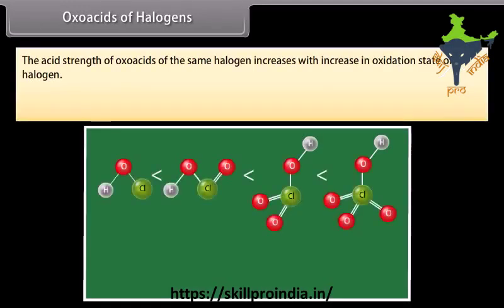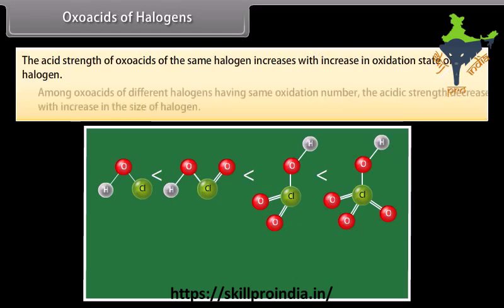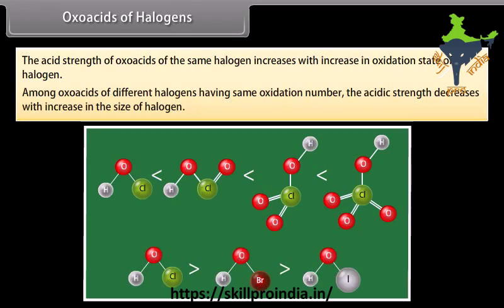The acid strength of oxoacids of the same halogen increases with increase in oxidation state of halogen. For example, the acid strength of different oxoacids of chlorine is in the order given. Among oxoacids of different halogens having the same oxidation number, the acidic strength decreases with increase in the size of halogen. For example, acidic character of hypohalous acid series is in the order: greater the size of halogen atom, lesser will be its electronegativity, and hence lesser will be the acid strength of the acid.